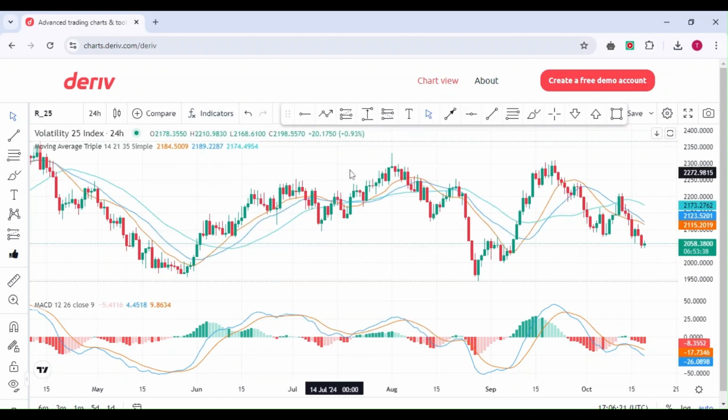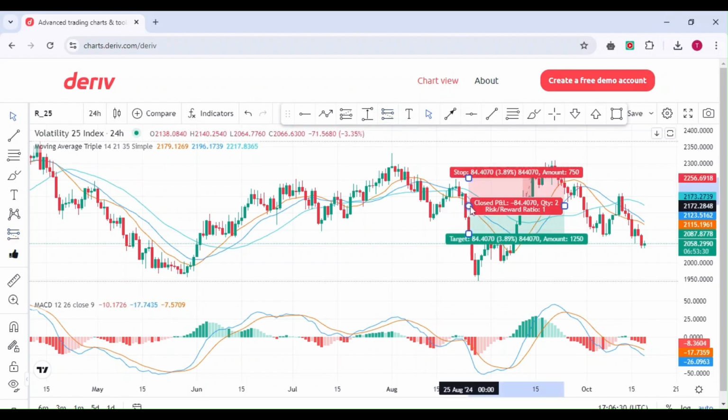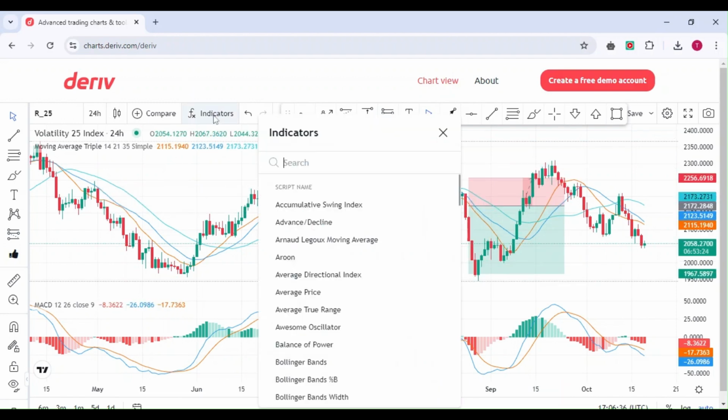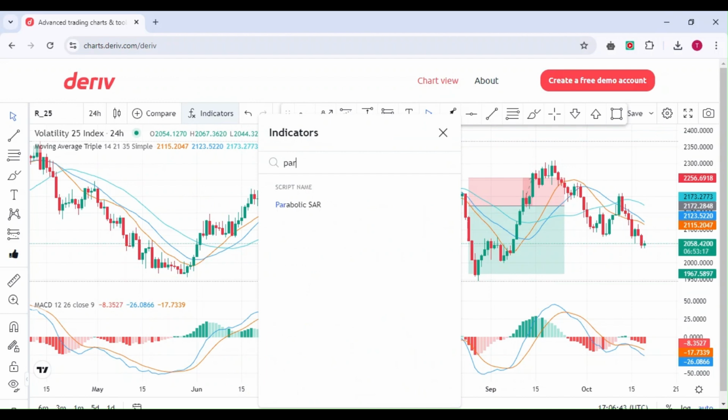So whenever it crosses and the candlesticks are below those three lines, you pick a downtrend, as you can see how it is. So what will help you know this kind of momentum? You will get help from what we call the parabolic SAR.